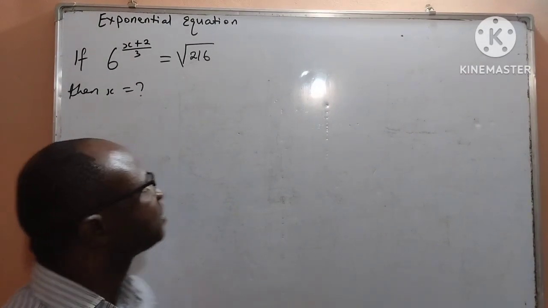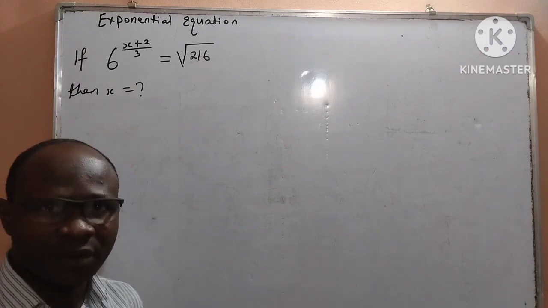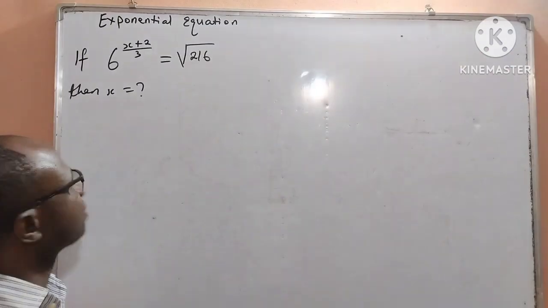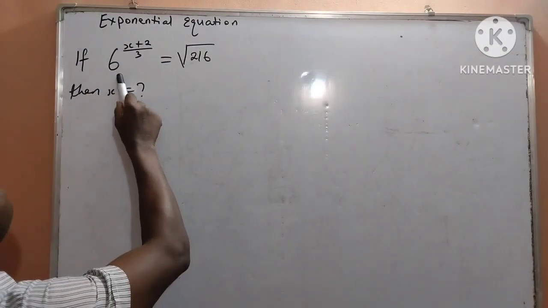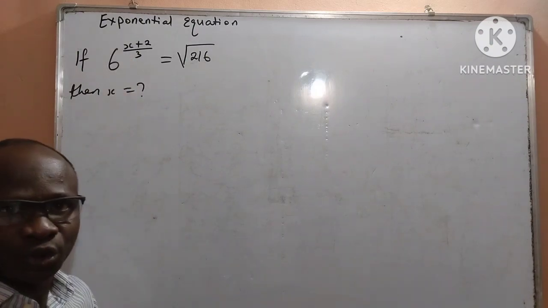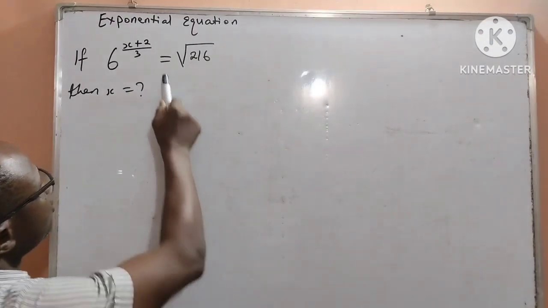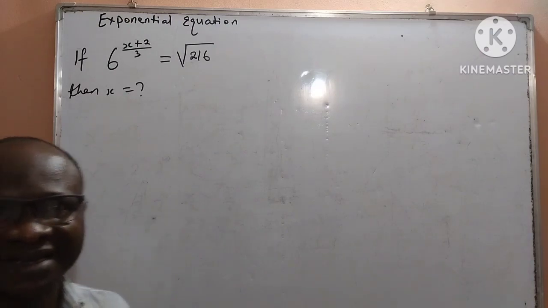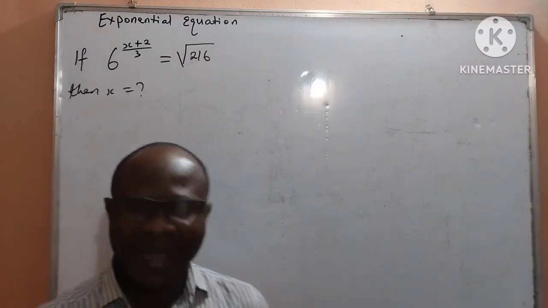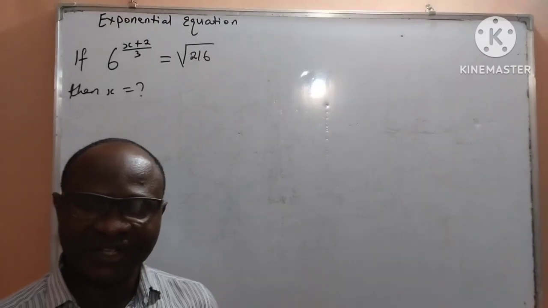In today's class, we shall be solving an exponential equation. Written on the board is the question: if 6 raised to power (x plus 2) divided by 3 is equal to the square root of 216, then we are expected to find the value of x.